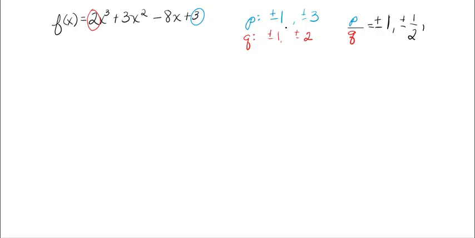Positive, negative 3 over 1 is just going to give me positive or negative 3. And now I'm going to put the 3 over the 2. So positive, negative 3 over 2 is positive, negative 3 halves. So here I have 1, 2, 3, 4, 5, 6, 7, 8 possible rational zeros. There won't be 8. There can be at most 3. But if it has any, it will come from this list of positive, negative 1, positive, negative 1 half, positive, negative 3, or positive, negative 3 halves.